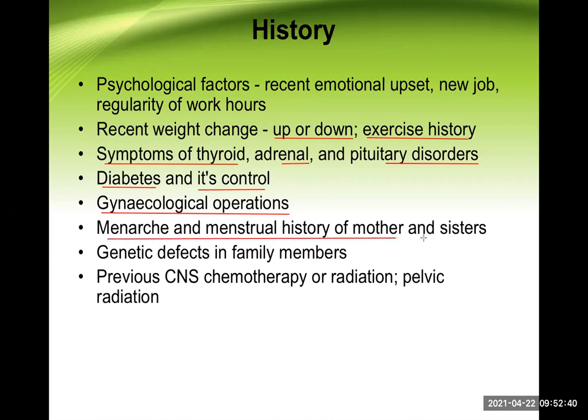Menarche and menstrual history of mother and sisters should be asked because some of the disorders may run in the family. Genetic defects in the family members have to be asked. An easy way to ask is: how is the health of the others? How is the menstrual cycle of the others? Are they fine? Just one question may be enough. If somebody is not well, they will definitely tell you that, and then you can ask the detailed questions.